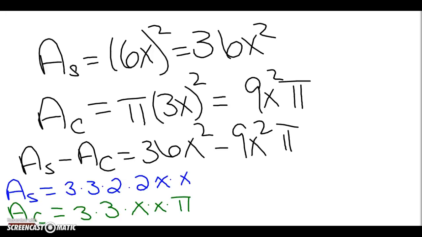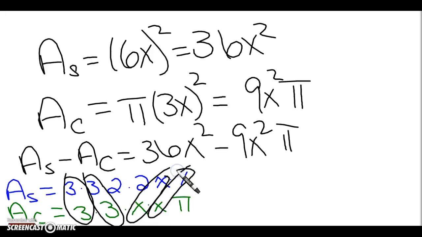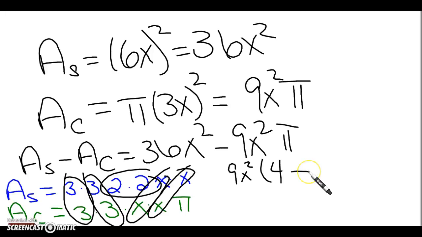Again, I take all the things that they have alike. They have 3, 3, x, x. And 3 times 3 is 9, so I have 9x squared that they have in common. I can look here, or I can divide. If I divide 36x squared by 9x squared, I get 4. Or I can see here that I have 4 left, minus, as you can see down here, I only have pi left. If I divide 9x squared pi by 9x squared, I get pi. So there is my factored form. I hope this helps.